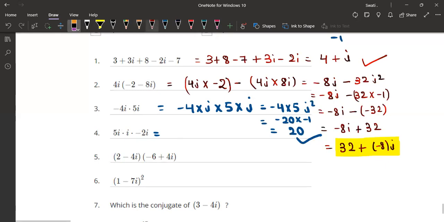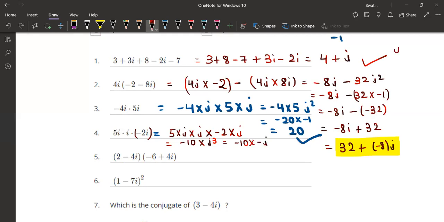Here it simply says 5i into i into minus 2i, okay? So this is also getting multiplied, not getting subtracted. So you can write it down like this: 5 into i into minus 2 into i, right? What is 5 into minus 2? Minus 10. What is i into i into i? Using the property of exponents, it will become i cube, right? So this is minus 10. And what is the value of i cube? We all know the value of i cube is minus i, right? So it will become minus i.